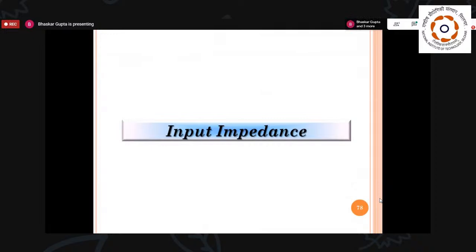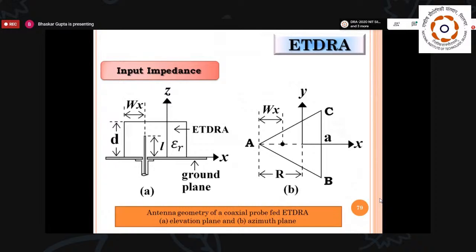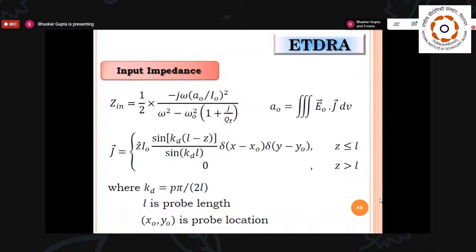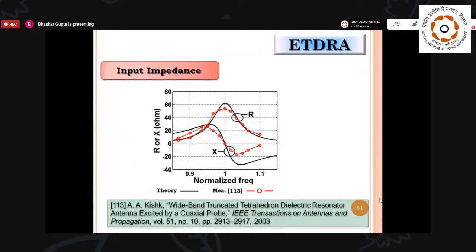Then we went for input impedance computation for all of these also. Again, for input impedance computation, of course, you can no longer consider an isolated DRA. You have to take into account the probe. If it's excited by a probe, you have to consider the excitation as before. Again, taking the results by Kishk, our theory is validating those results nicely.